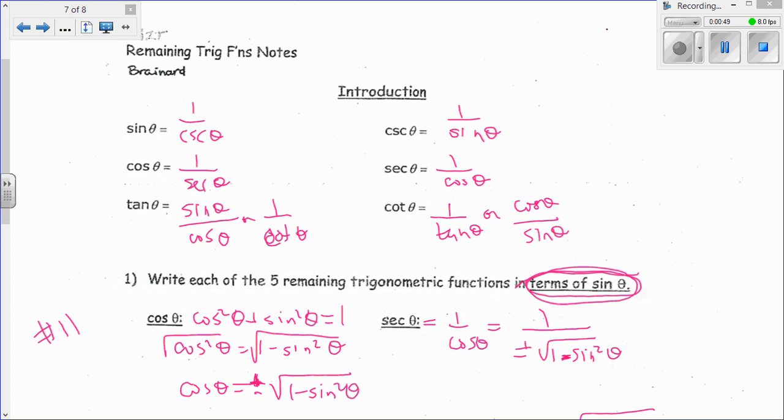Cosecant is equal to 1 over sine theta. Secant is equal to 1 over cosine theta, and cotangent is equal to 1 over tangent theta, or cosine theta over sine theta. That's just a little review.